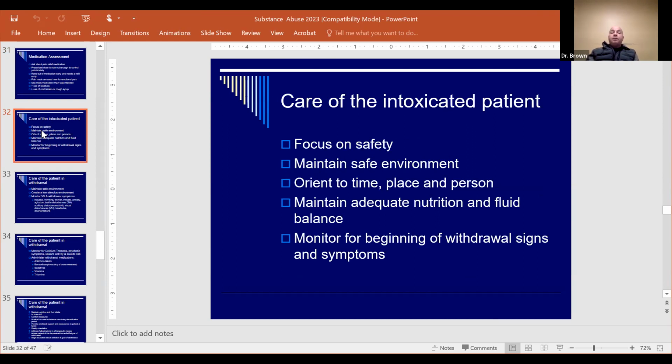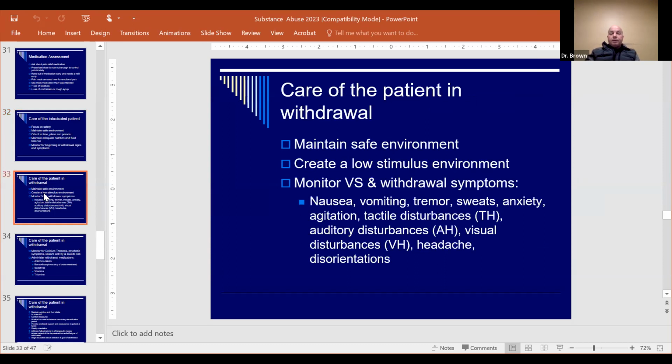So again, when you're caring for somebody that's intoxicated, you focus on safety. This is not a time to be doing any teaching. You do the ABCs: airway, breathing, circulation. You want to make sure the patient knows where they're at. And again, you want to look at their nutritional balance, because if you're not healthy physically, then it's hard to be healthy psychologically. Does everybody understand that?